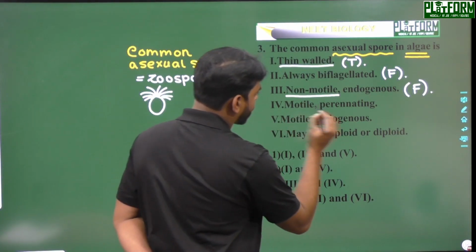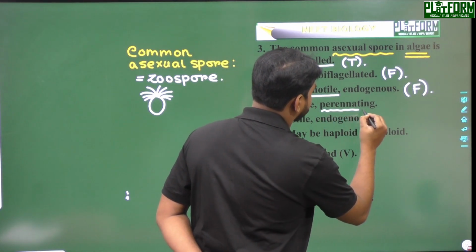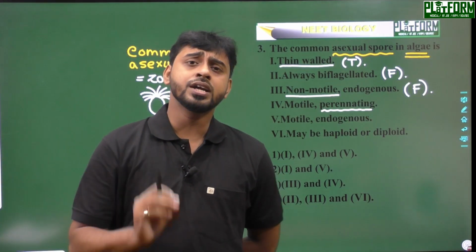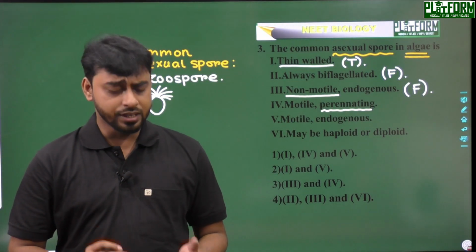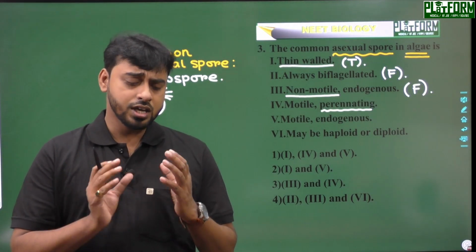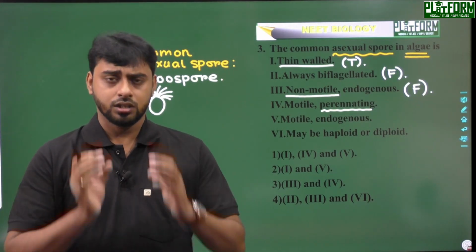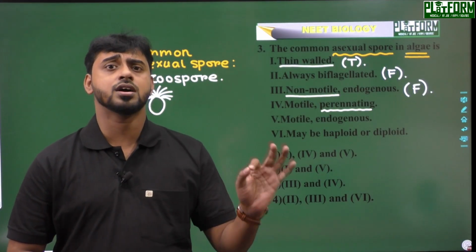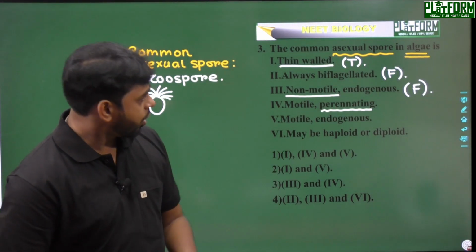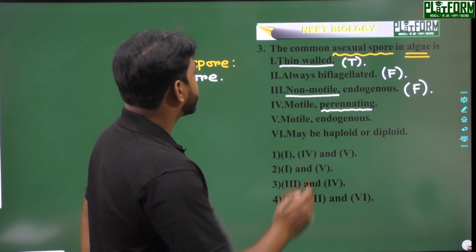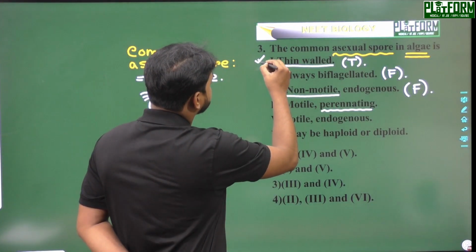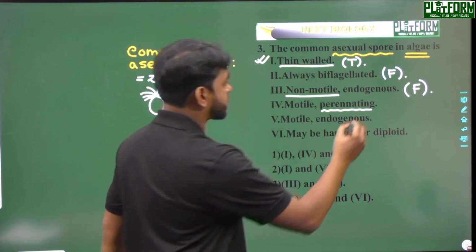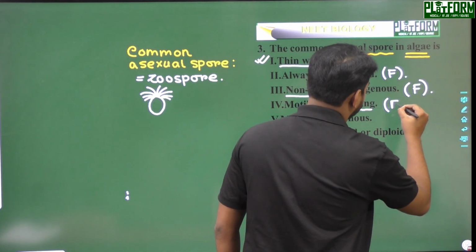Next one, motile and perennating. What is the meaning of the word perennating? Perennating means resting. If a particular structure is thick-walled, then it is considered a perennating or resting structure. Already it is written that the zoospore is a thin-walled structure. It means it is not a perennating structure, so it is a false statement.